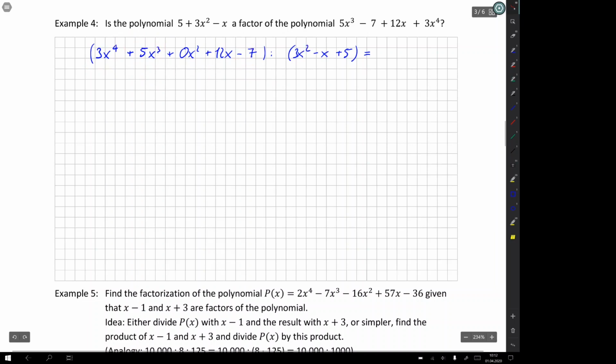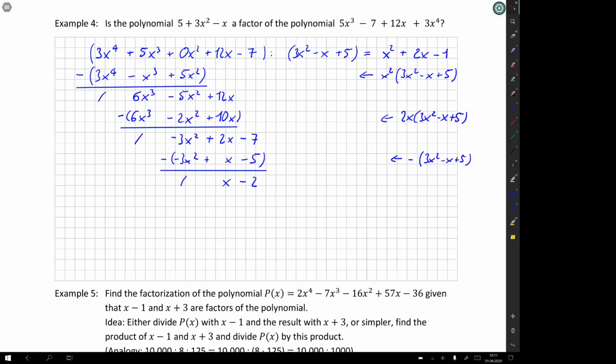And second, it's really helpful here: there is no x squared in this expression, so just insert a 0x squared. My experience is that students have problems if they don't do it. You don't actually need it. And we get in the end remainder x minus 2.